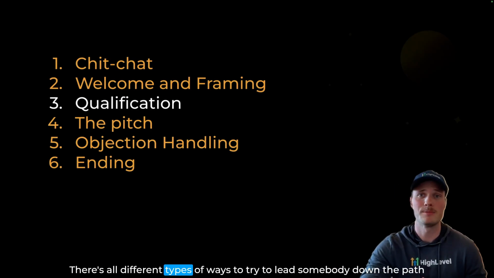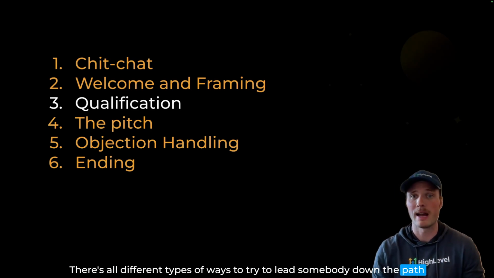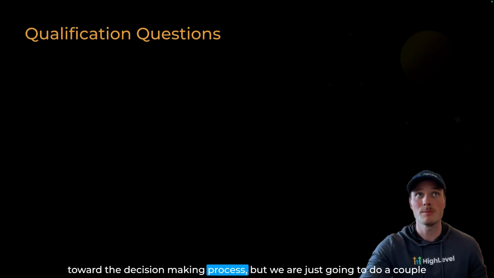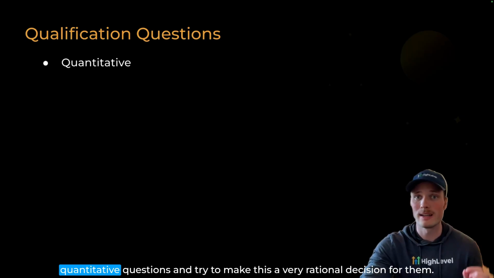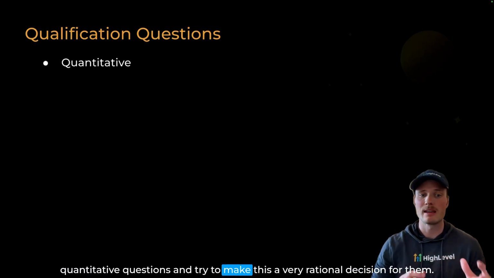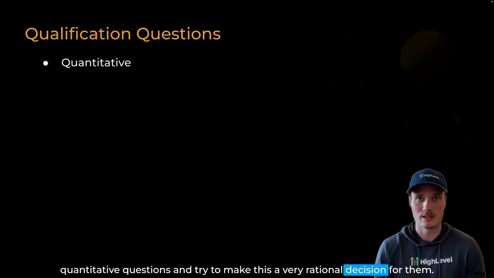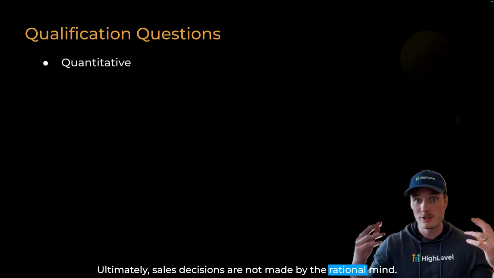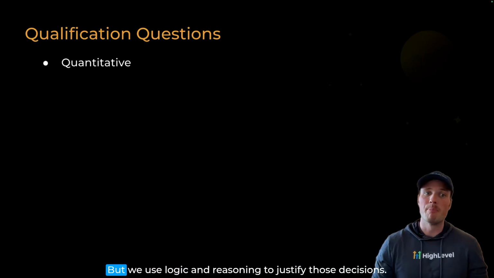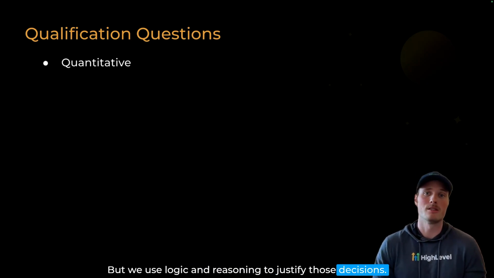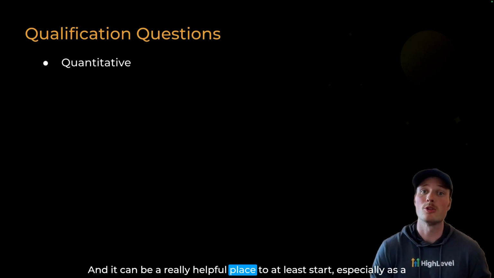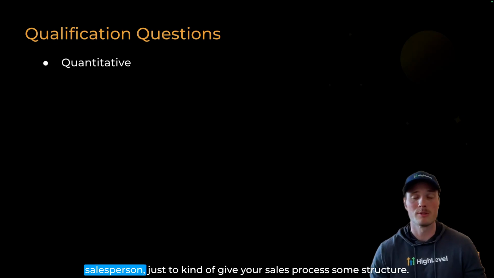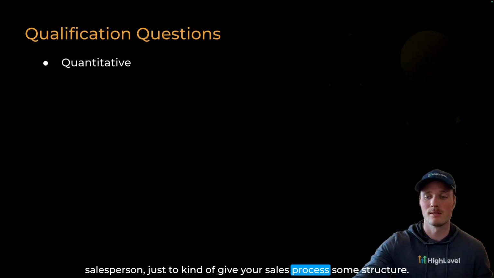There's all different types of ways to try to lead somebody down the path toward the decision-making process, but we are just going to do a couple quantitative questions and try to make this a very rational decision for them. Ultimately, sales decisions are not made by the rational mind, they are made emotionally. But we use logic and reasoning to justify those decisions, and it can be a really helpful place to at least start, especially as a salesperson, just to kind of give your sales process some structure.